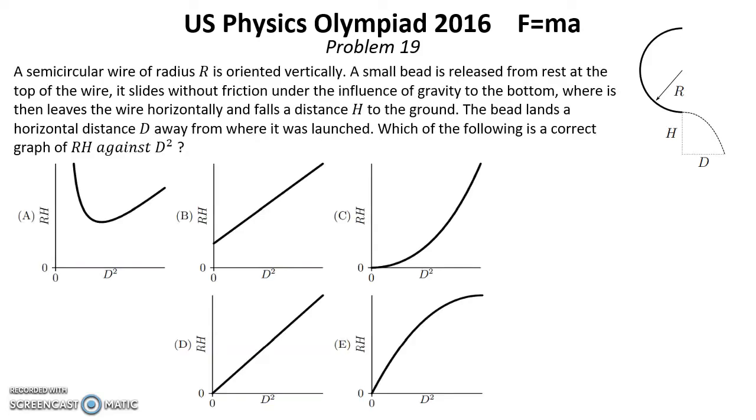Problem number 19. A semicircular wire of radius r is oriented vertically. A small bead is released from rest at the top of the wire. It slides without friction under the influence of gravity to the bottom, where it then leaves the wire horizontally and falls a distance h to the ground. The bead lands a horizontal distance d away from where it was launched. Which of the following is a correct graph of h against d squared?